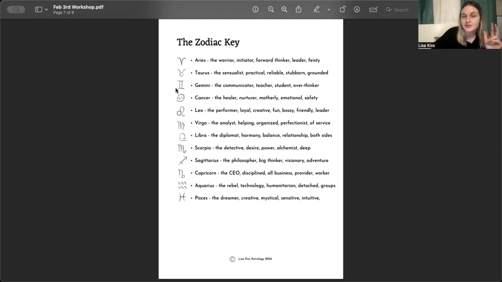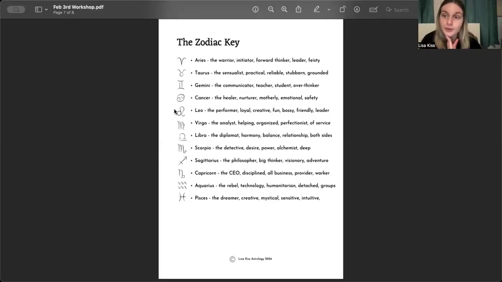Gemini, we have communicator, teacher, student, overthinker. What did I say? Asking why, questioning, lifelong learner. These aren't specific words, but always has lots of facts and information to share. Friend, stuff with social media, even connecting, the phone calls, texting, talking. Cancer, the healer, the nurturer, the mother, motherly, emotional, safety, security, protective, soft, sensitive, kind, intuitive, gut feelings.